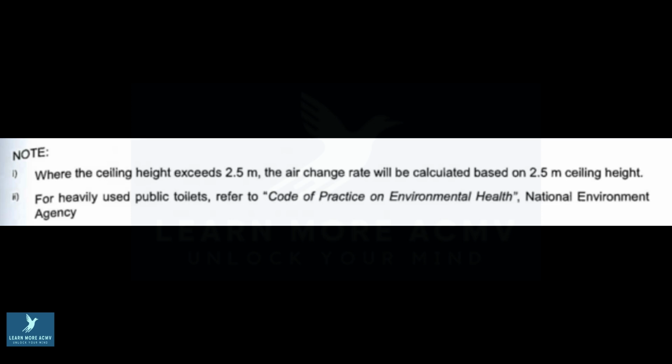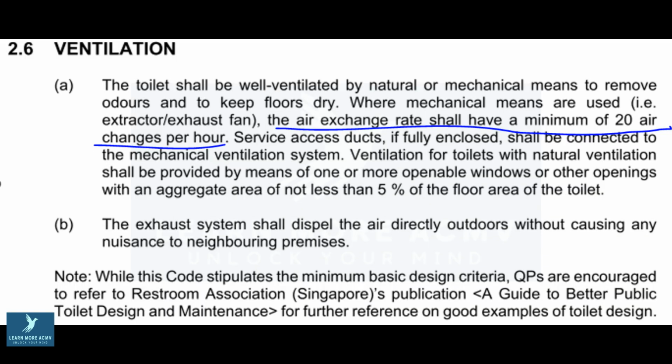If the ceiling height is more than 2.5 meters, the air change rate should still be calculated based on ceiling height. For toilets that are heavily used, such as public toilets, we should follow the National Environment Agency recommendation. NEA advises that the ventilation system must provide a minimum of 20 air changes per hour.